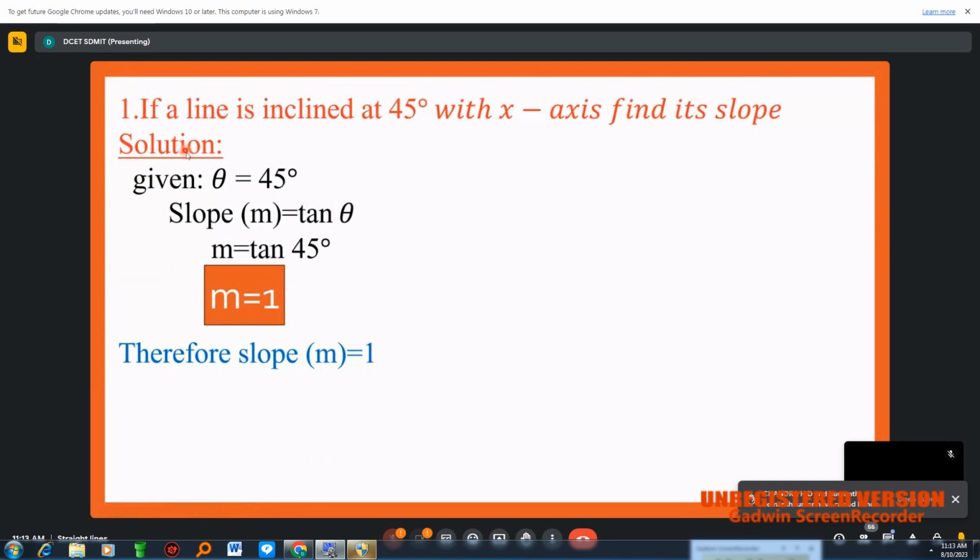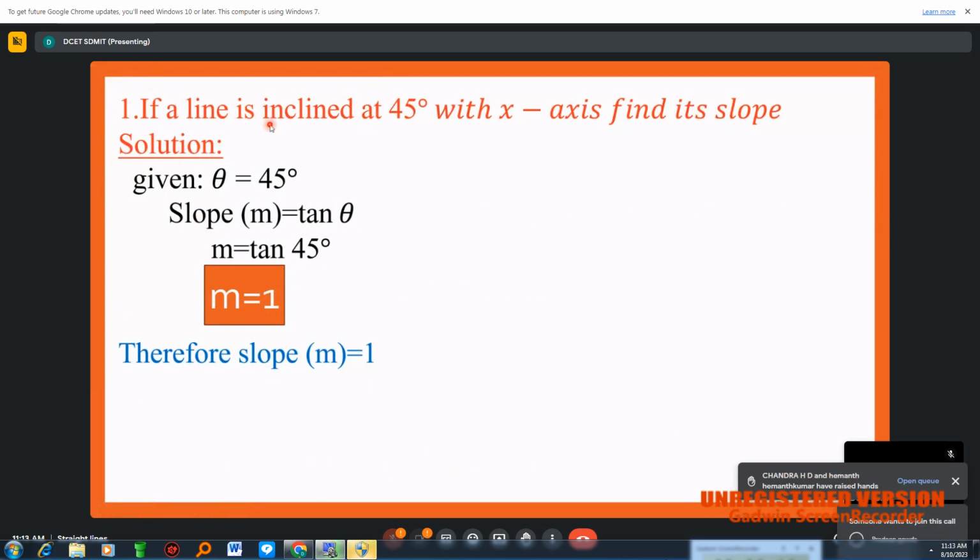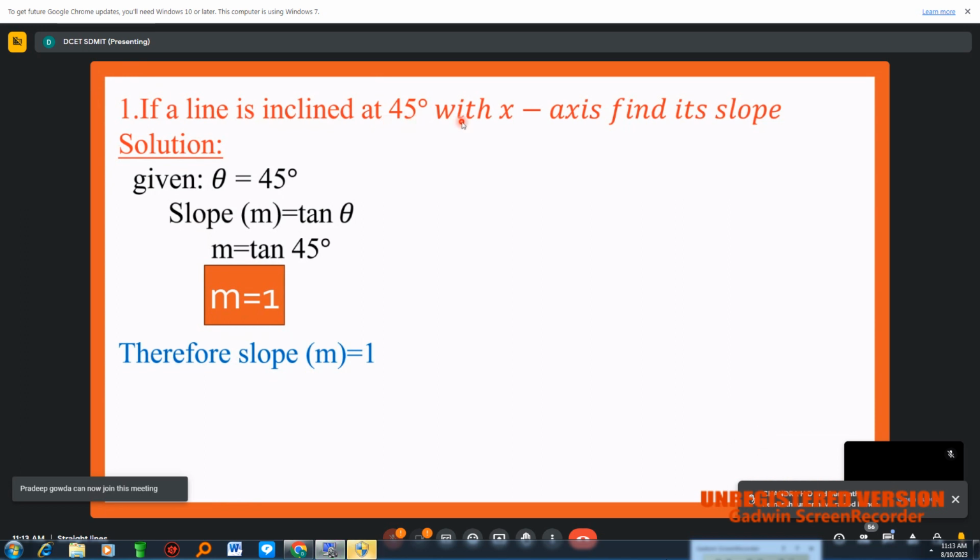Let us see one example here. If a line is inclined at 45 degrees with the x-axis, find its slope. In the question, the inclined angle is given, which is theta. They have given theta as 45 degrees. We have to find the slope. Slope is tan theta. So m is equal to tan of 45 degrees. Tan 45 is 1. Therefore the slope of the line is 1.